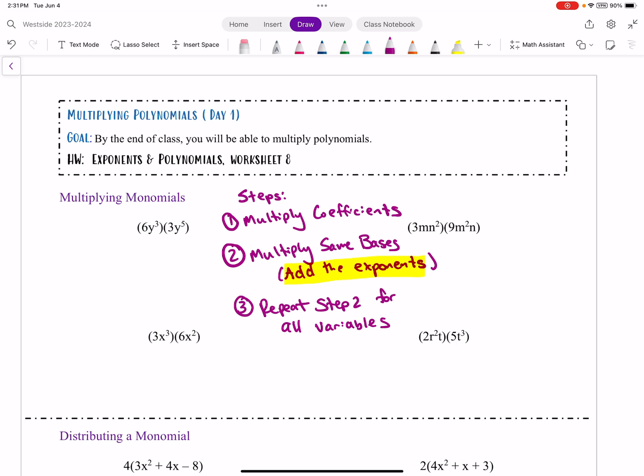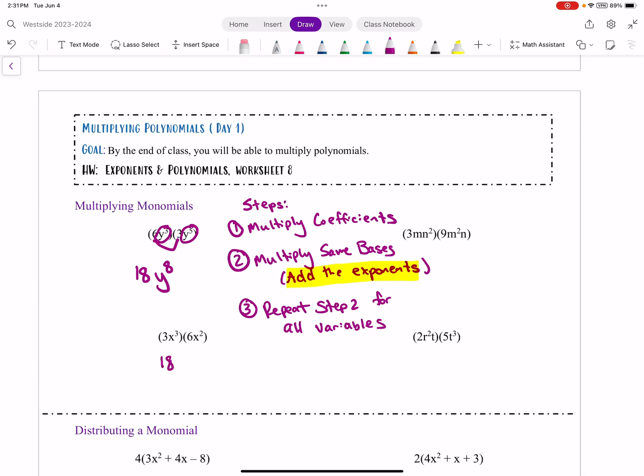If I look at this first one on the left, the 6y to the third times 3y to the fifth, I'm going to multiply the coefficients. So I'm going to take 6 times 3, which is 18. And then I'm going to put my y's together. So y to the third times y to the fifth means that we are going to add those and become y to the 8th. So 18y to the 8th. We're going to move down the page. So 3x to the third times 6x squared. 3 times 6 again is 18. X to the third and x squared makes x to the fifth. So 18x to the fifth.